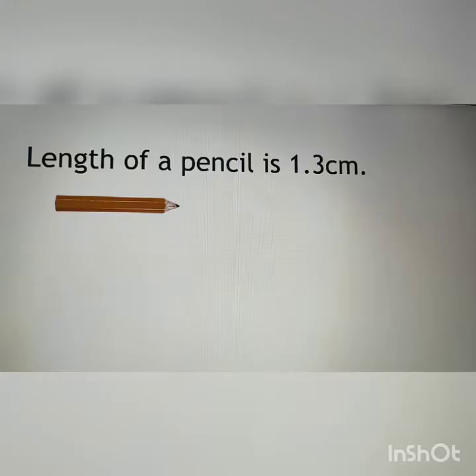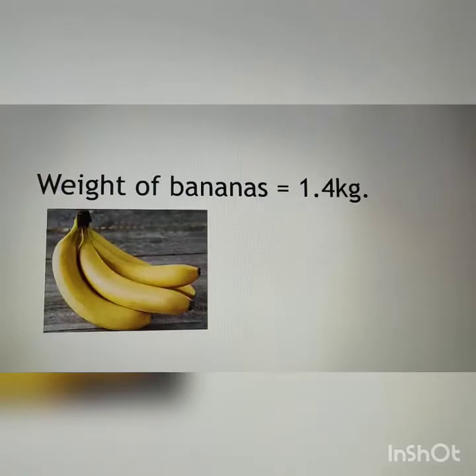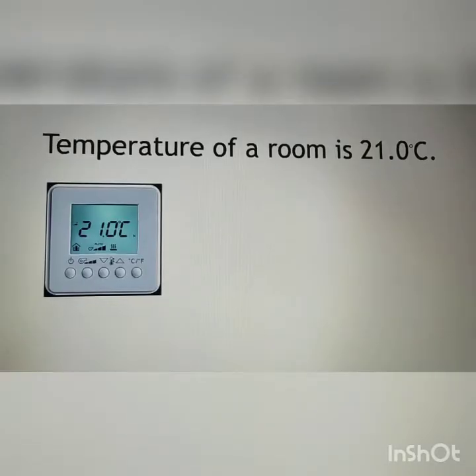Introduction. Length of a pencil is 1.3 cm. Weight of bananas is equal to 1.4 kg. Temperature of a room is 21.0 degrees Celsius. In all these examples, we have used a point. This point is called decimal point and such numbers are called decimal numbers.